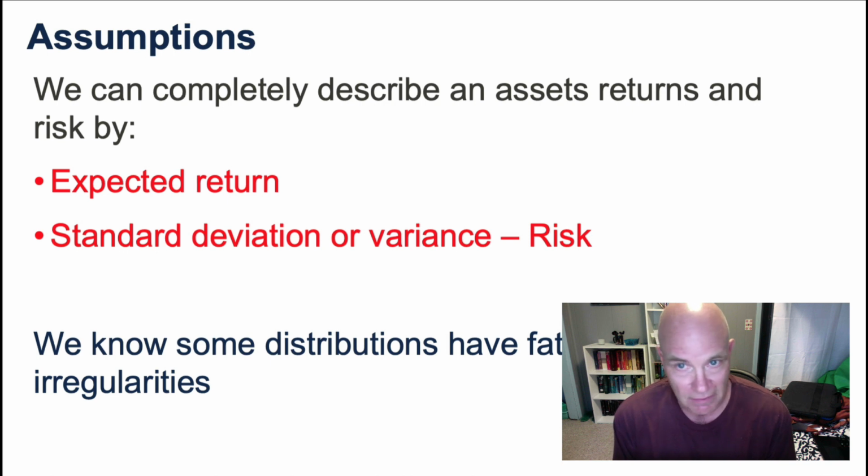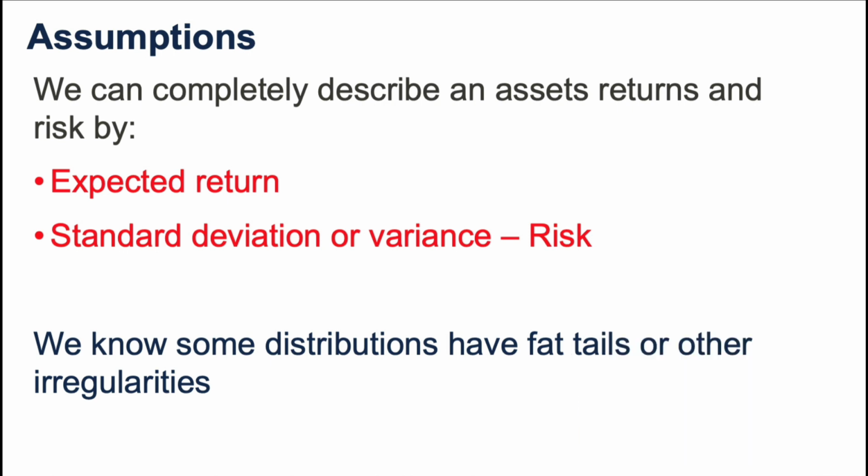If we have a stock, for example, Bayer and Amazon, or any other asset, we can completely summarize those assets by two measures: expected return and a measure of variance, standard deviation or variance. Expected return gives us our return. Standard deviation gives us our risk.